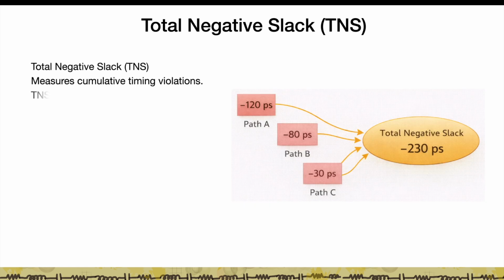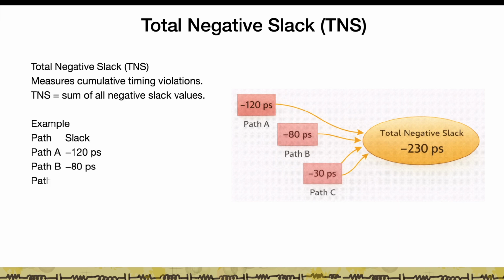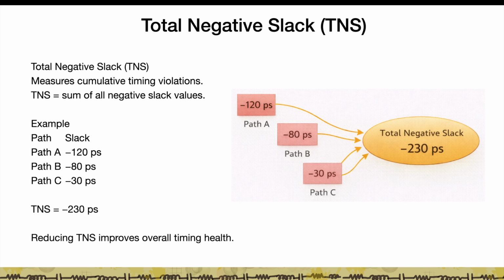WNS tells how bad your worst path is. TNS, or total negative slack, tells you how bad your overall timing health is. TNS is the sum of all negative slack values across every failing path. In our example, it would be minus 120 plus minus 80 plus minus 30, or minus 230 picoseconds. So why does TNS matter separately from WNS?